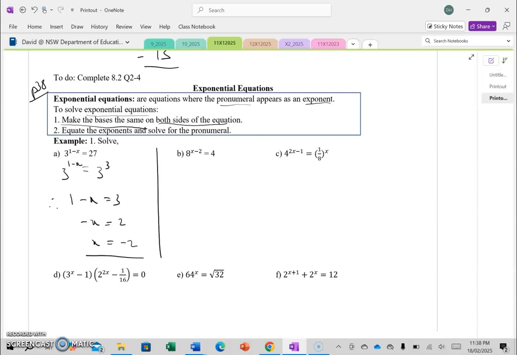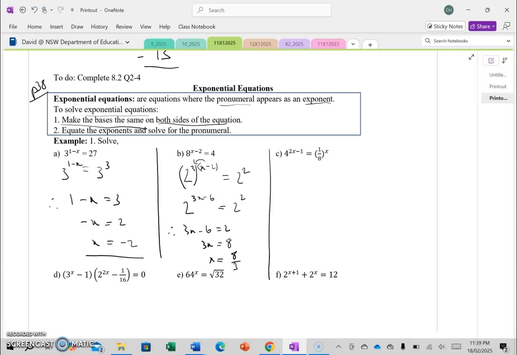This one here, I've got an 8 and a 4. The common base will be 2. So 8 is 2 to the power of 3, and 4 is 2 squared. So that's 2 to the power of, and when you multiply this out, it'll be 3x minus 6 is equal to 2 to the power of 2. So therefore, we've got 3x minus 6 equals 2. 3x equals 8. x equals 8 on 3.